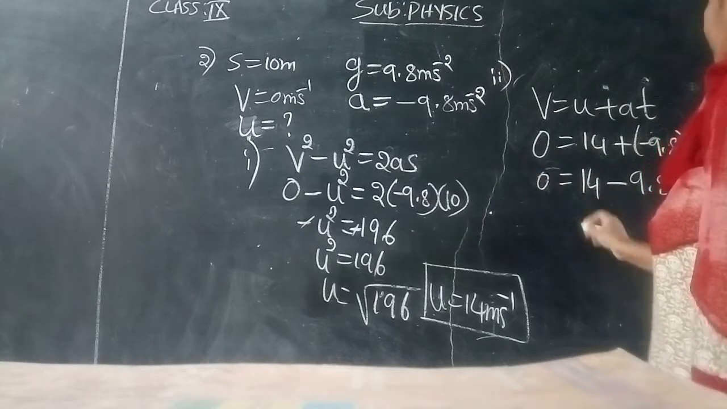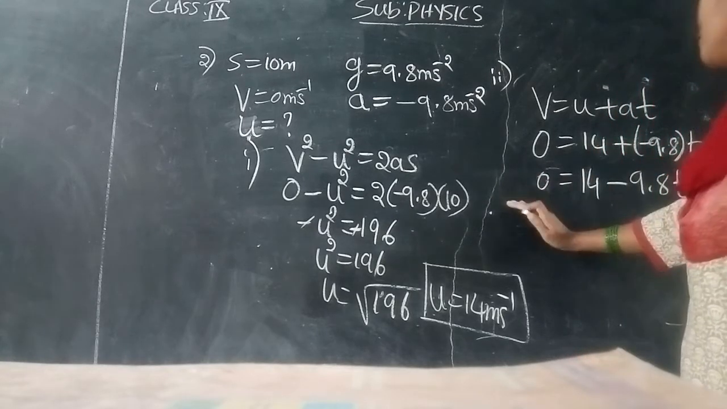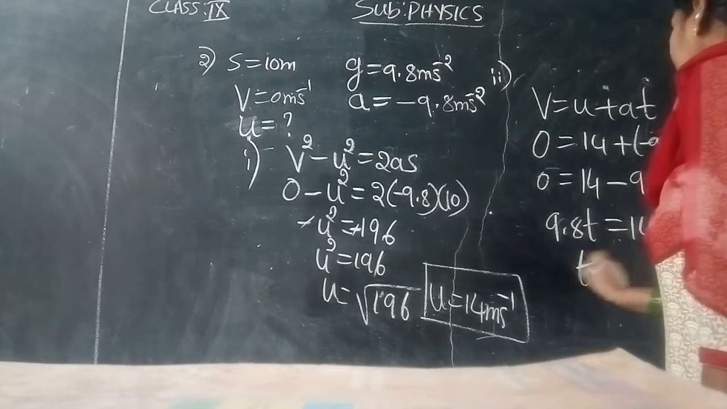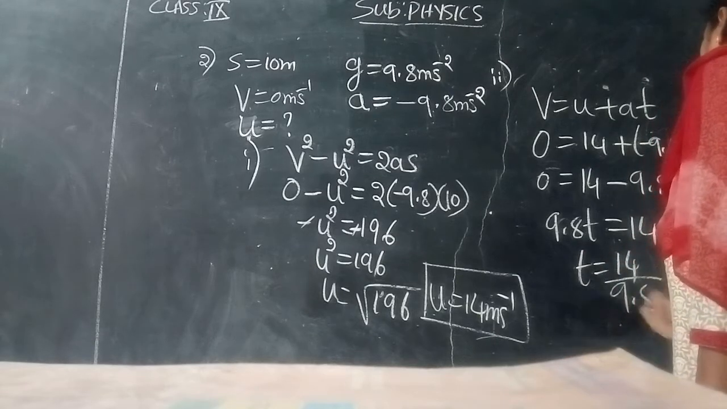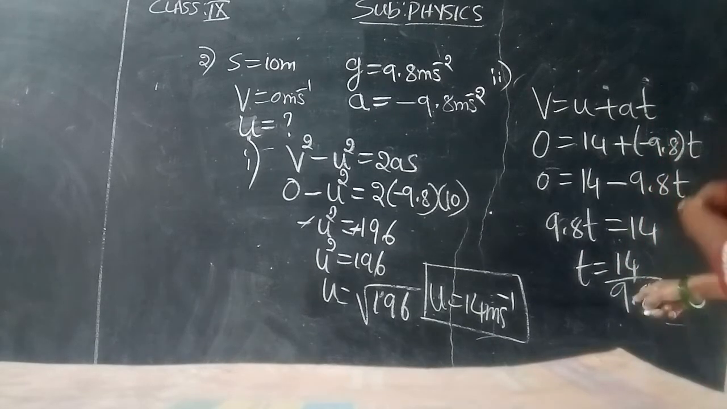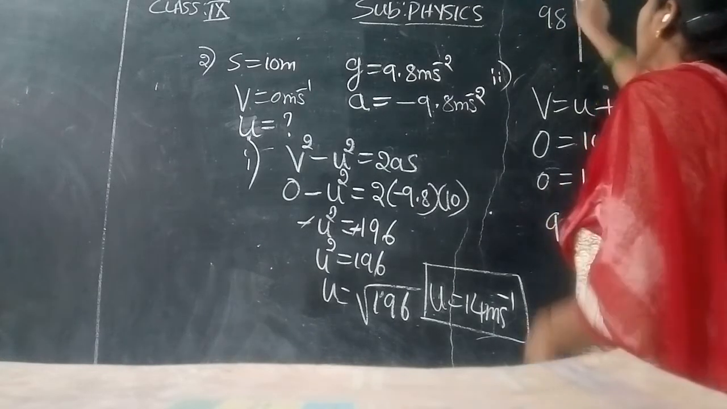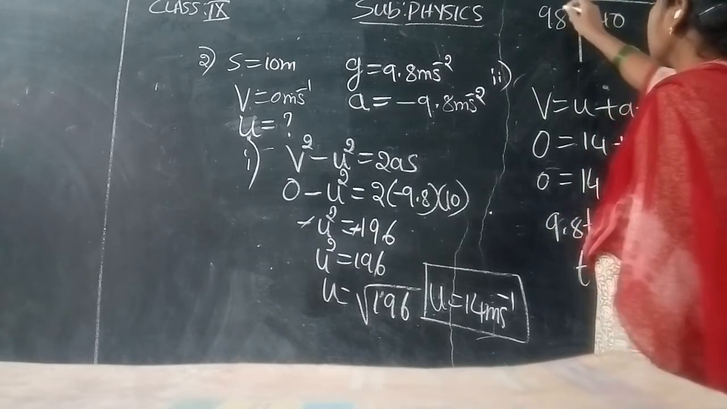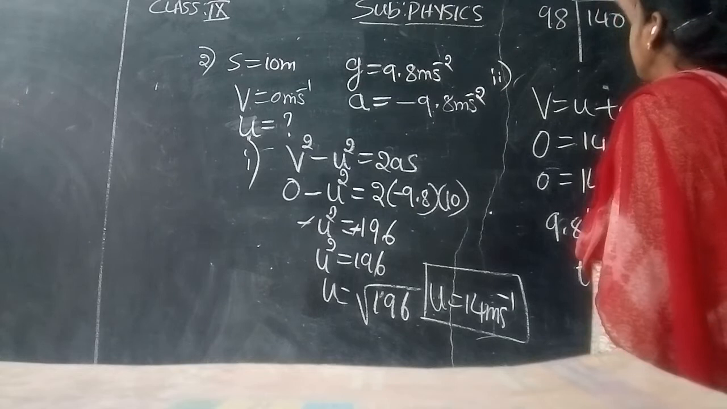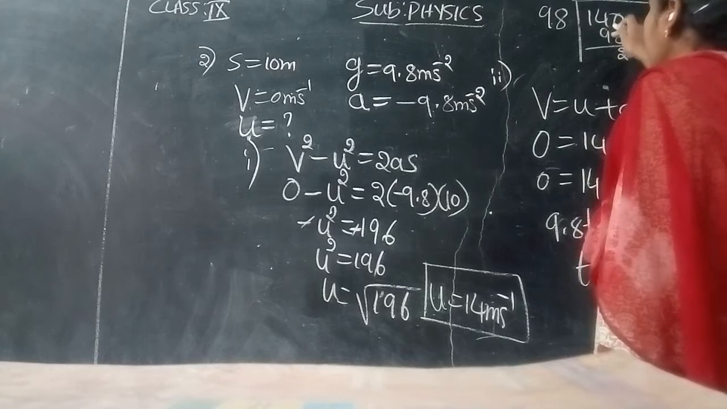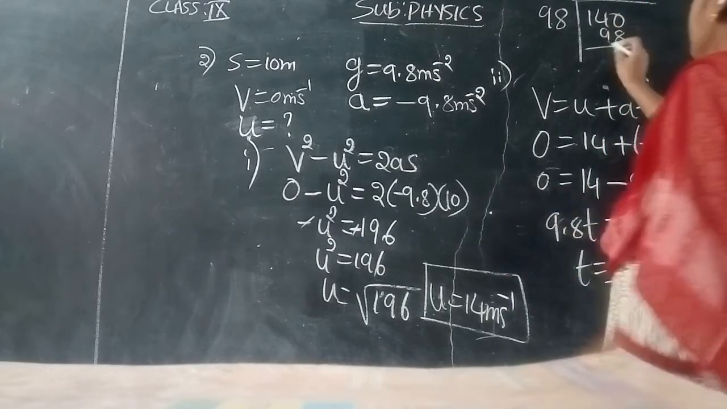Here 0. Okay. Then 9.8 into t, let me shift it to the left side, so 9.8 into t will be 14. Therefore, t will be 14 divided by 9.8. If I multiply both the numerator and the denominator by 10, what will happen? 140 divided by 98. You divide, you will get the answer. 98 ones are 98. 140 minus 98 is 42.